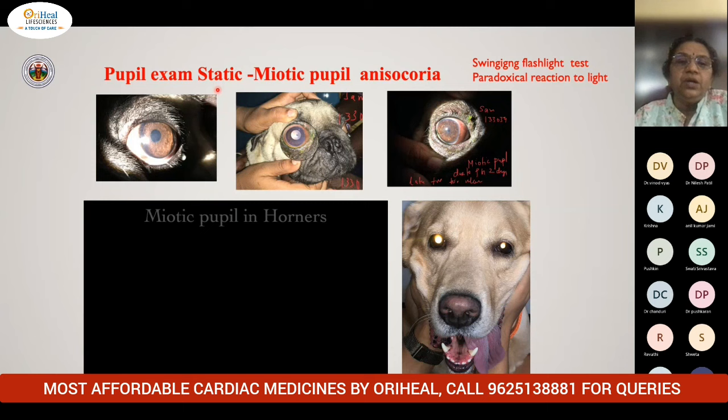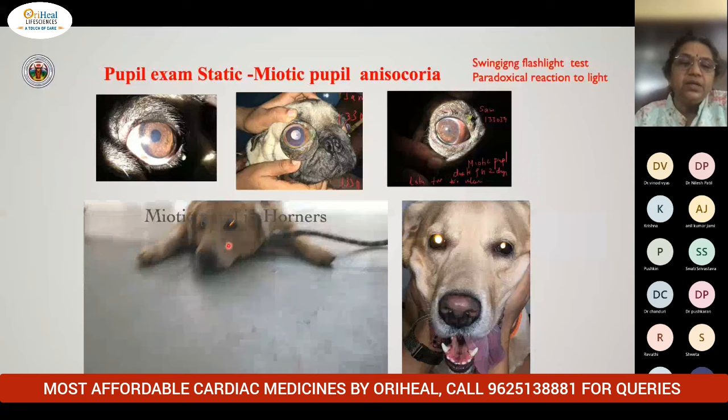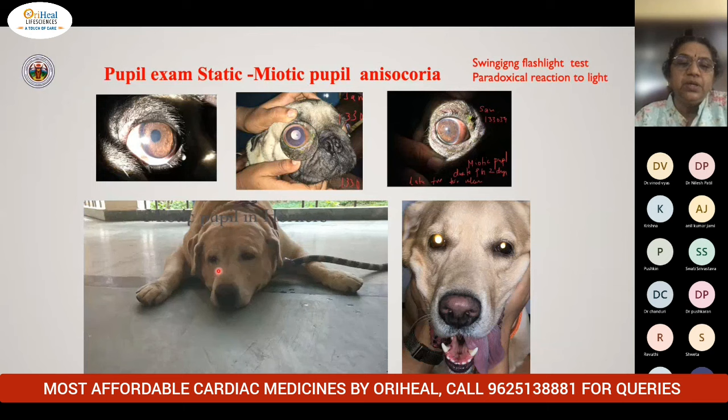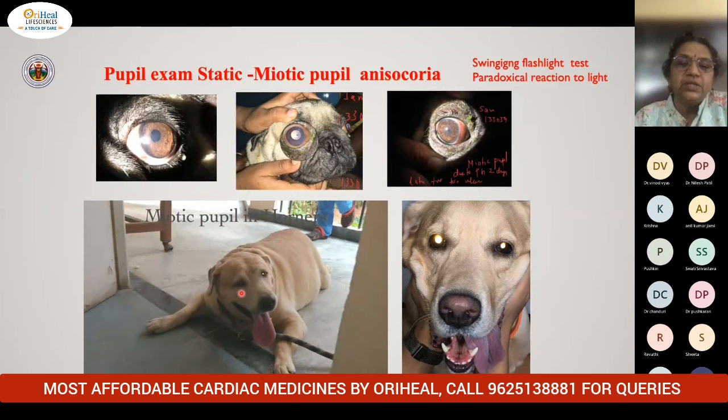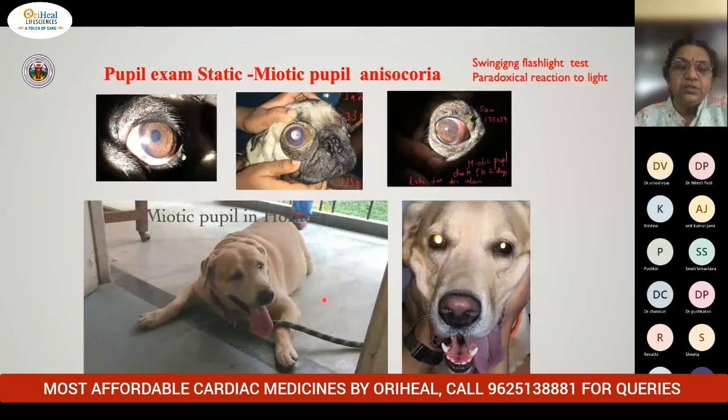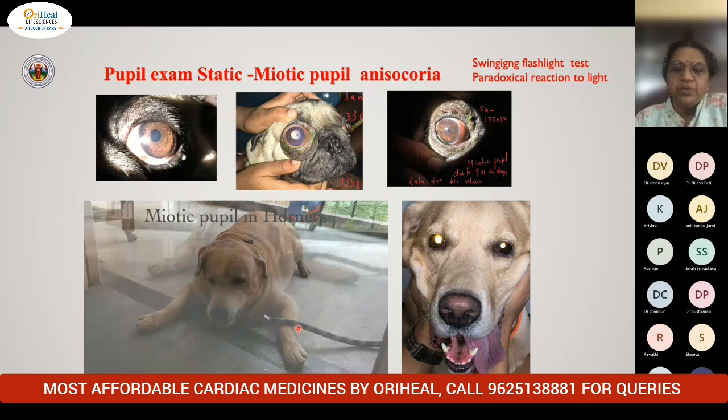Whenever you get a meiotic pupil, or whenever anisocoria is there, there will be dilatation on one eye and meiosis on the other eye. In the affected eye, there will be meiosis. At the same time, there will be ptosis of the upper lid and protraction of the nictitans. All these are characteristics of Horner syndrome. That is actually some lesion you will find in the sympathetic innervation to the eye, but you don't have to worry because it will not affect the visual status of the animal.